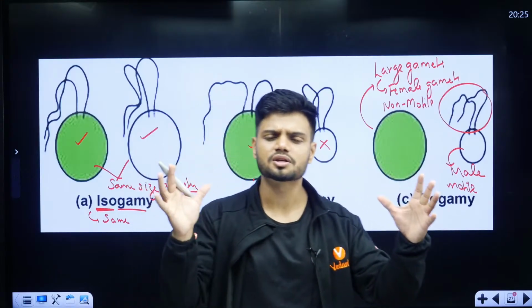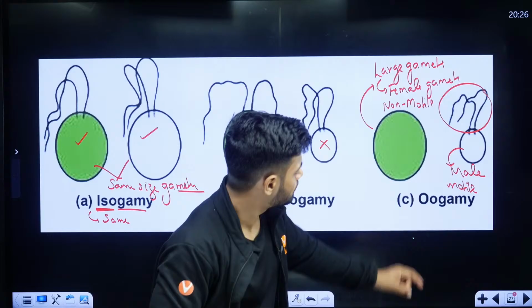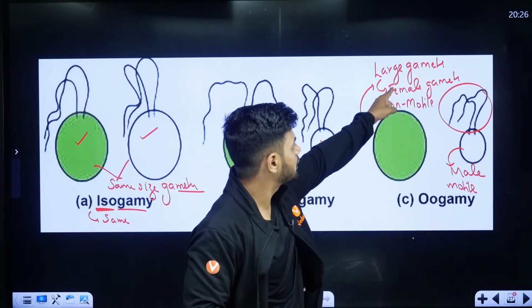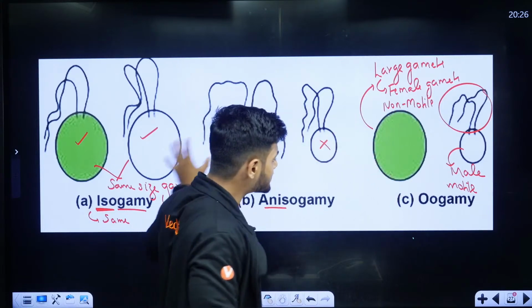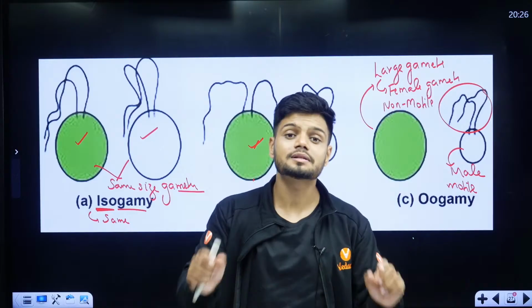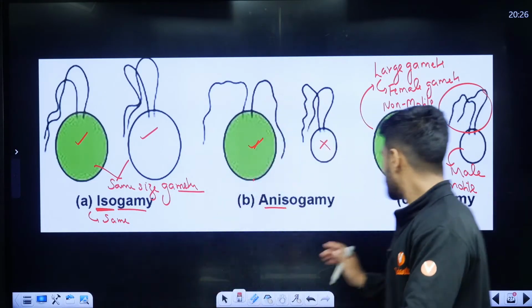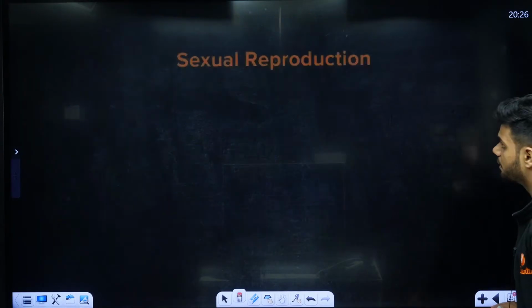Egg is very large, non-motile. Sperm is motile, very small. So male is small and motile gamete here. Non-motile female gamete is large here. Just like in the case of humans. Now these are three different types of sexual reproduction in algae. Okay, so तीनों यहाँ पर sexual. देख लो, sexual भी है यहाँ पर.